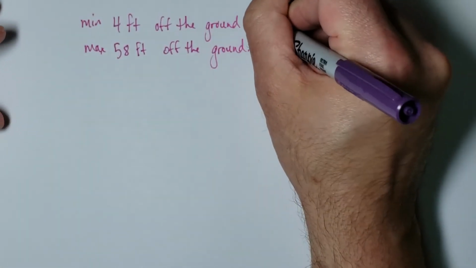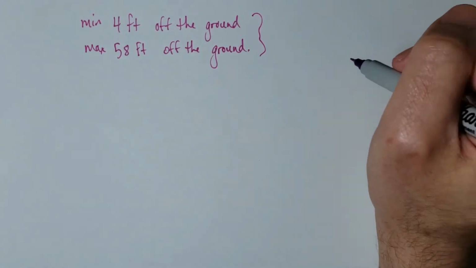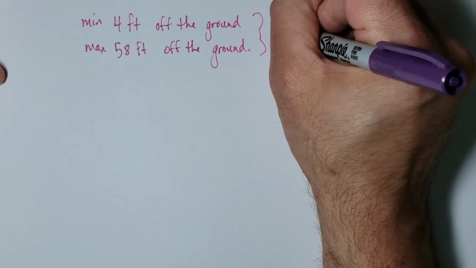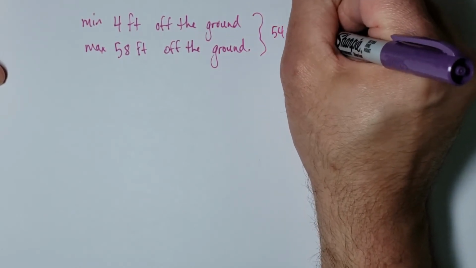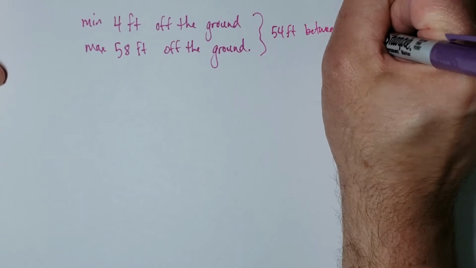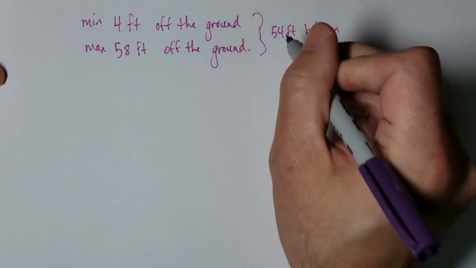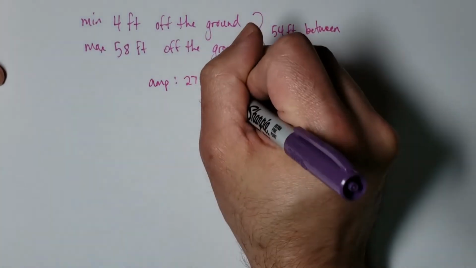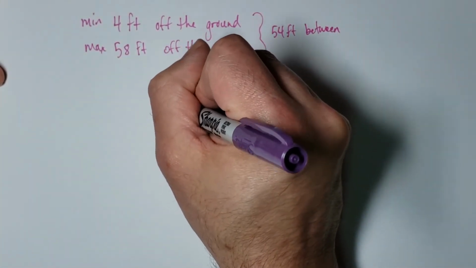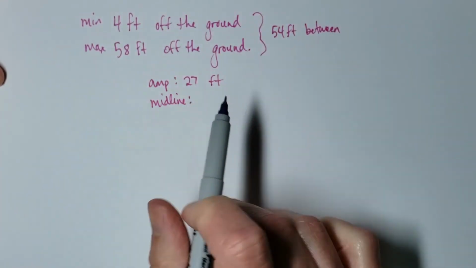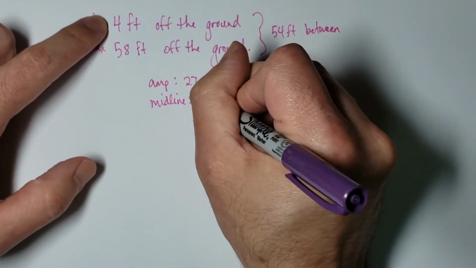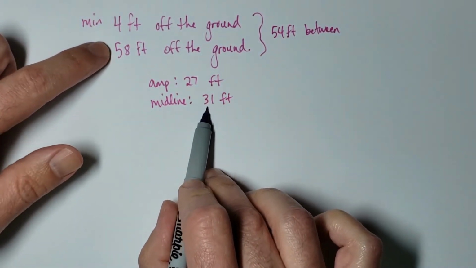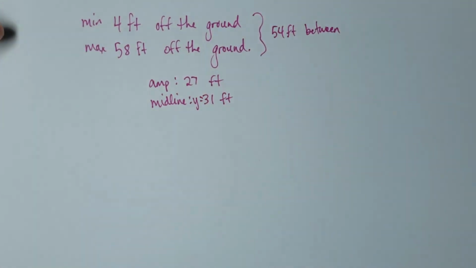Which means from that, you should be able to tell me what the amplitude was and what the midline would be. So the way you would do that is you should recognize or figure out that this is 54 feet between them. And the amplitude would be half of that, so the amplitude here is 27 feet. The midline would be in the middle of those two things, so 27 feet up from the 4 would be 31, and that's also 27 feet down from the 58. So y equals 31 feet is the midline.